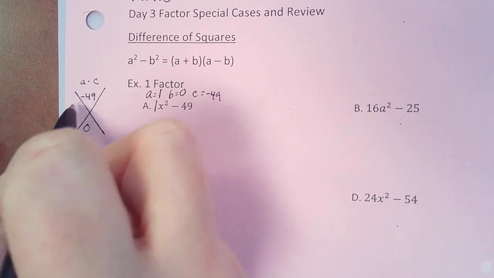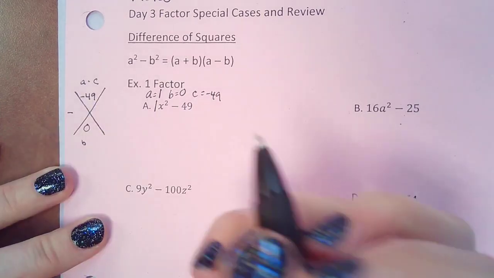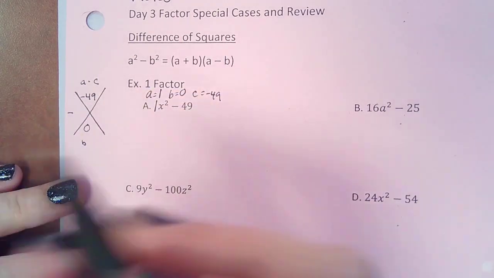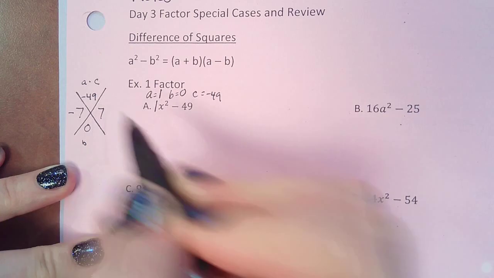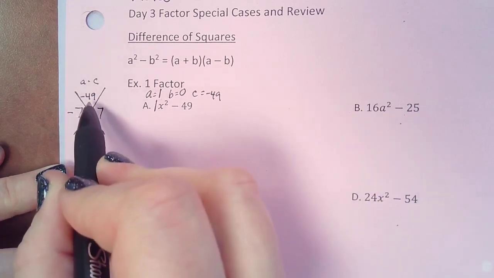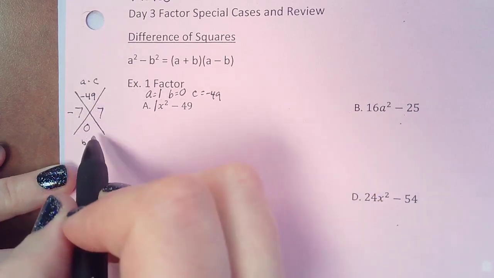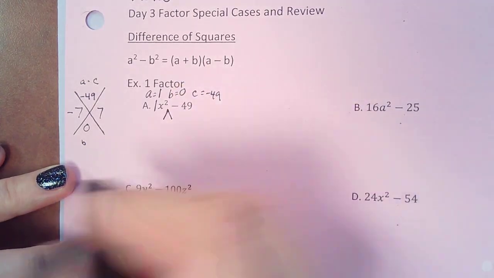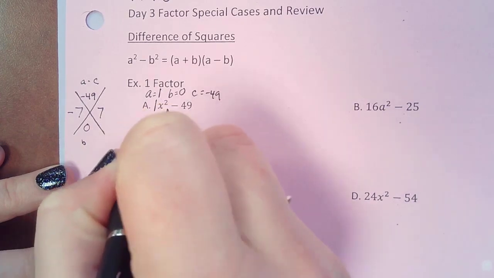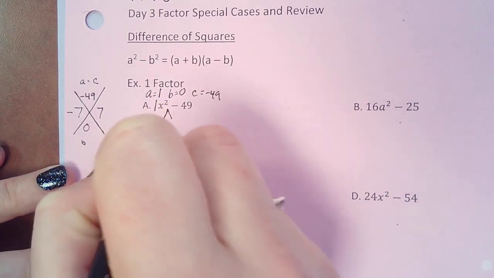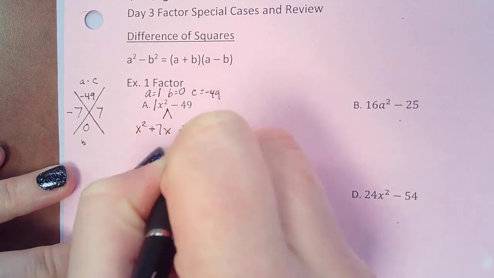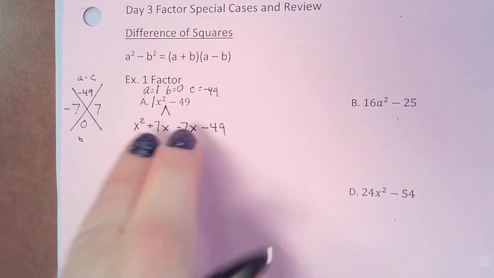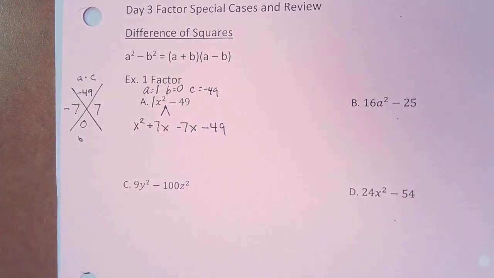Because they multiply to a negative, that means one of them has to be negative. Because they add to 0, that means when they battle each other through that addition, they cancel each other out, so they're the same number, just opposite signs. So negative 7 times 7 is negative 49. Negative 7 plus 7 is 0. Now I'm going to split my b term, my middle term that is not listed. So x squared plus 7x minus 7x, and drop down minus 49. It didn't matter how I wrote those down, I just chose to do it that way. I could have chosen the negative first.